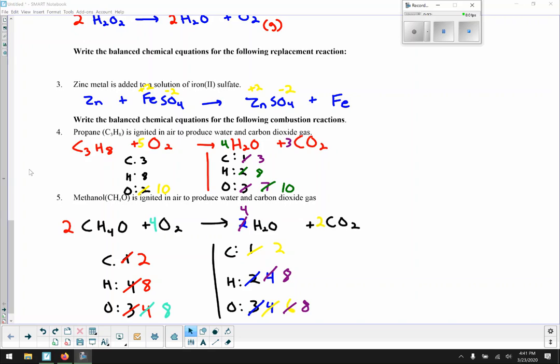Again, if you have any questions, be sure to ask me in a Zoom meeting, or if you need to in an email. Zoom meeting would probably be better. And remember, we have a quiz Friday on this stuff. So this is what the quiz will be like. It'll be predicting products, balancing equations, and identifying reaction types. That's what will be on the quiz. So hopefully you are prepared for that.